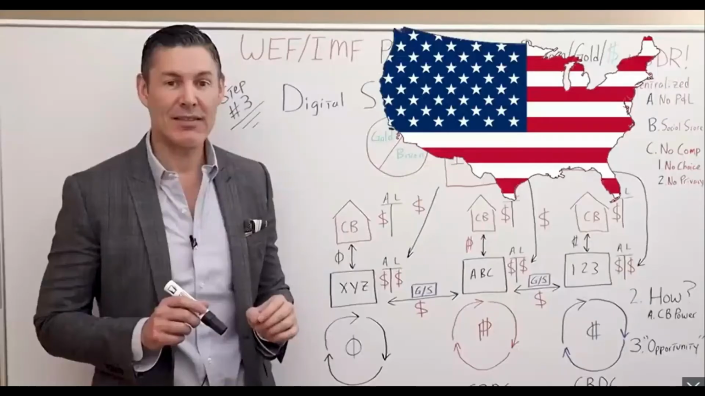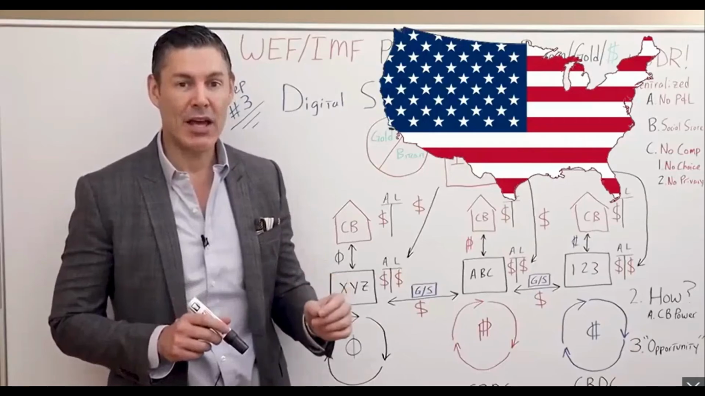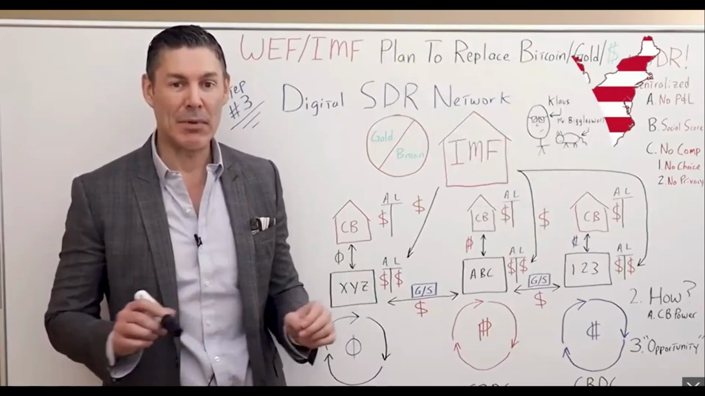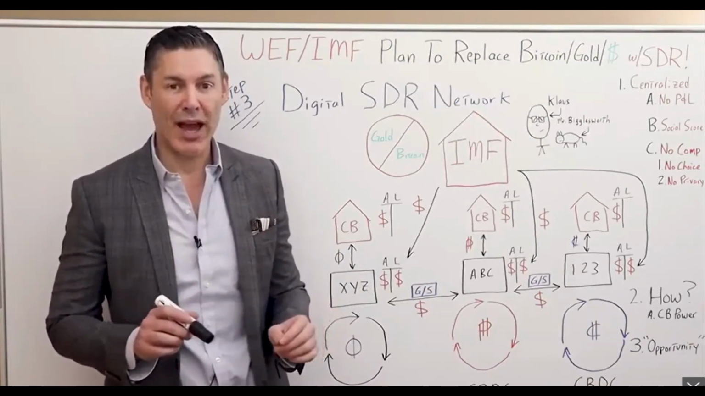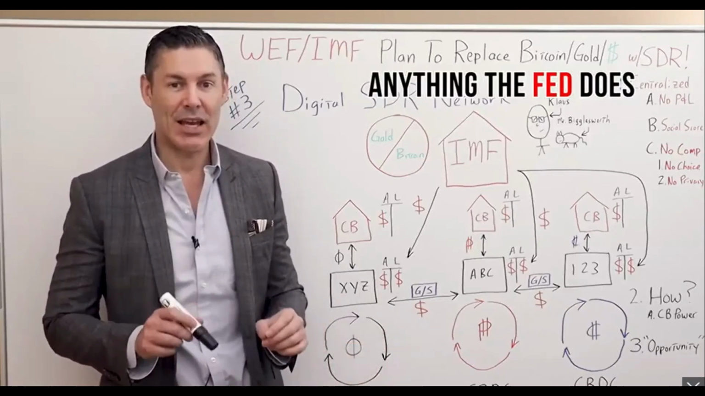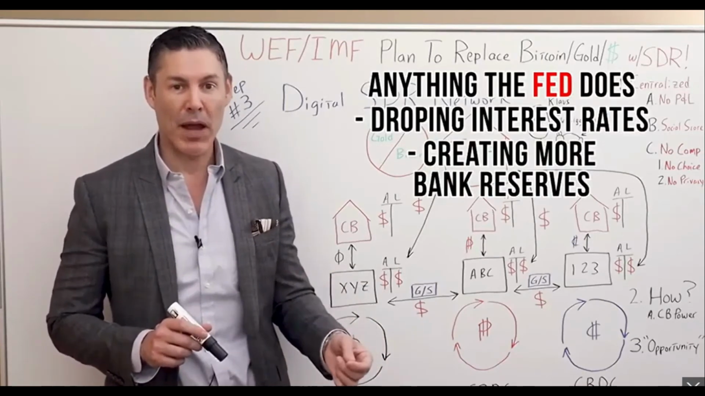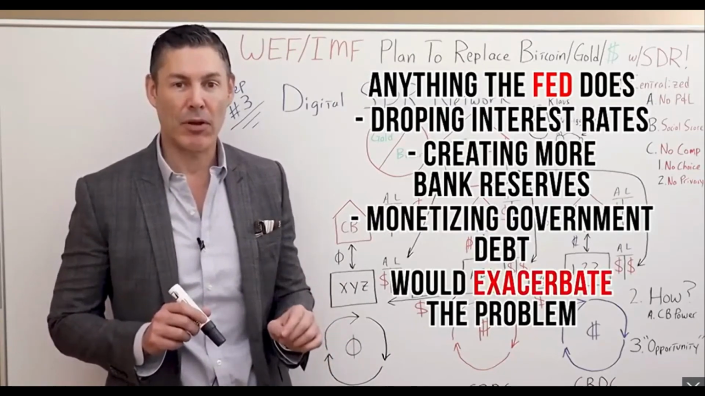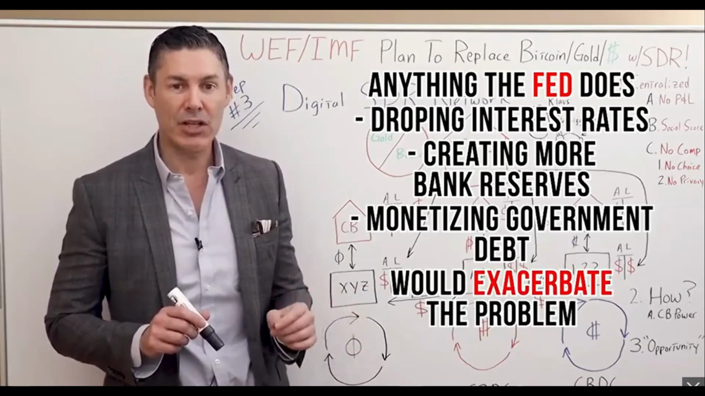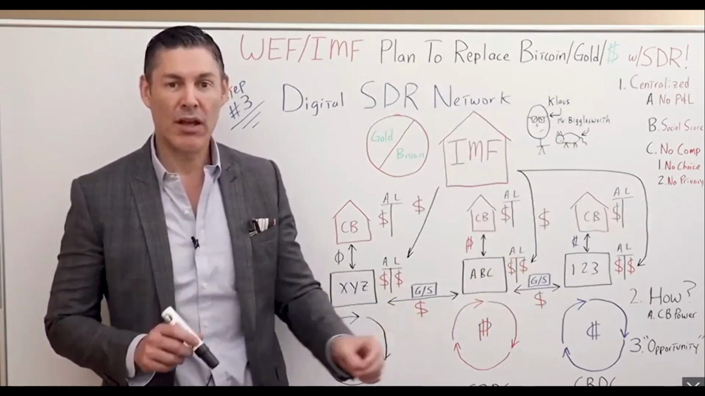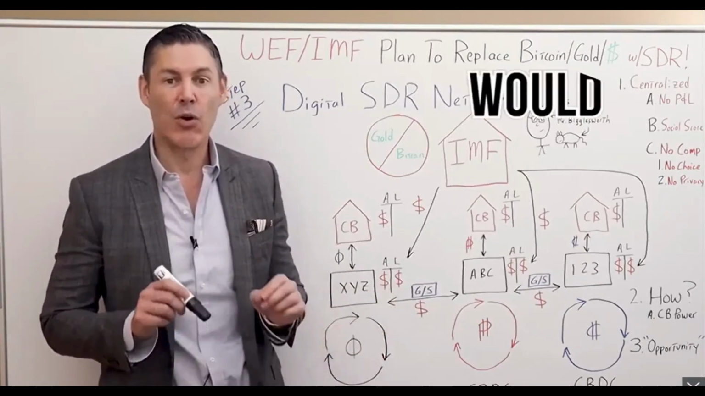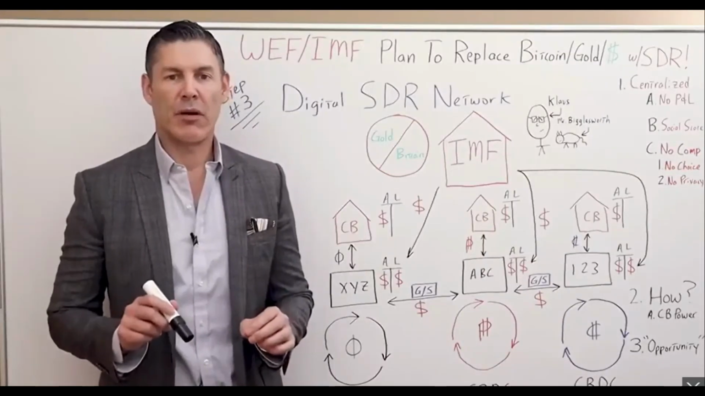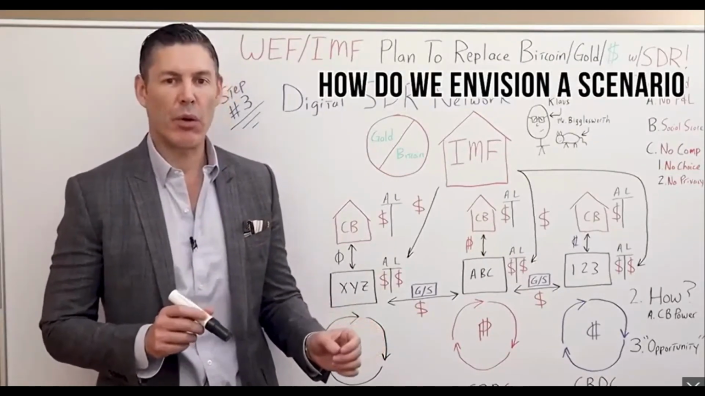The only thing that I know of that would create that environment is hyperinflation or significant inflation. We can look at the United States as an example. If we had 10, 20, 30% consumer price inflation, the Fed would be impotent. They would have no tools at their disposal because anything they do, dropping interest rates, creating more bank reserves, trying to monetize government debt, would exacerbate the problem of inflation. The inflation would get worse and worse and worse. The central bank, in this case the Fed's hands, would be tied. They would be powerless.